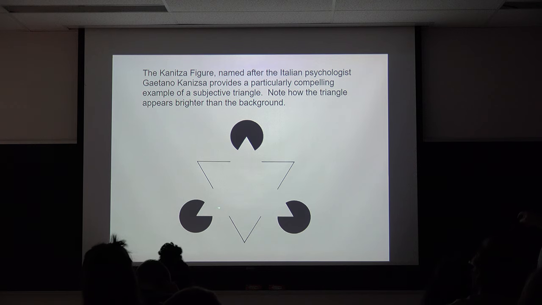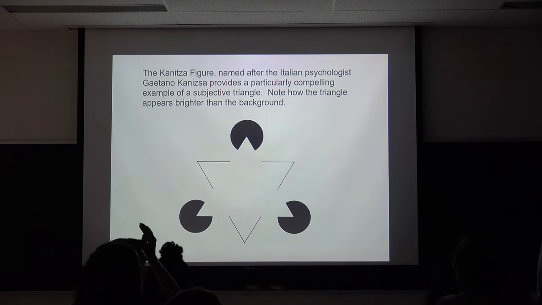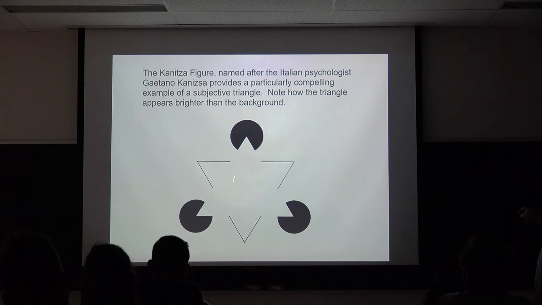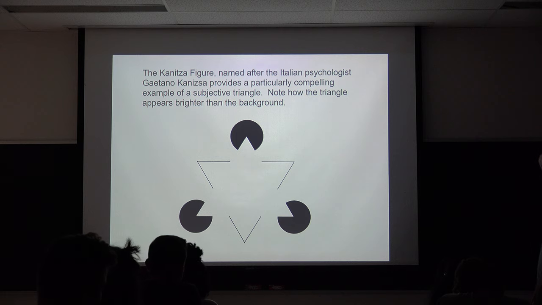How many of you see a white triangle in the center here? Why do you see a white triangle? Now, let me ask you another question. Does the white triangle seem whiter than the background? So the white triangle seems whiter than the background to you? Yeah. Why would you expect to see that?